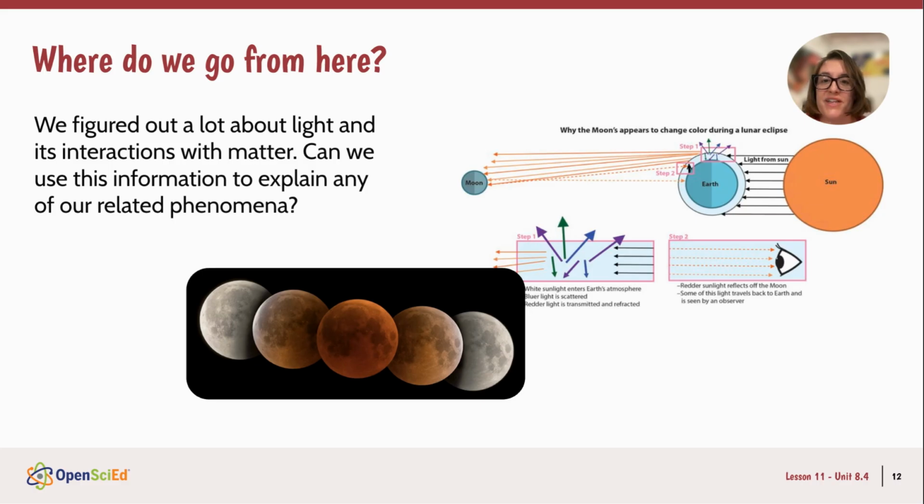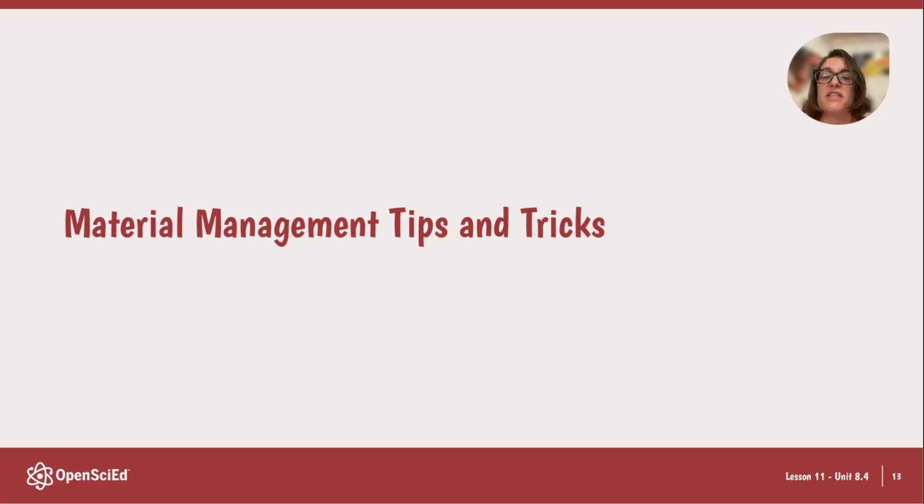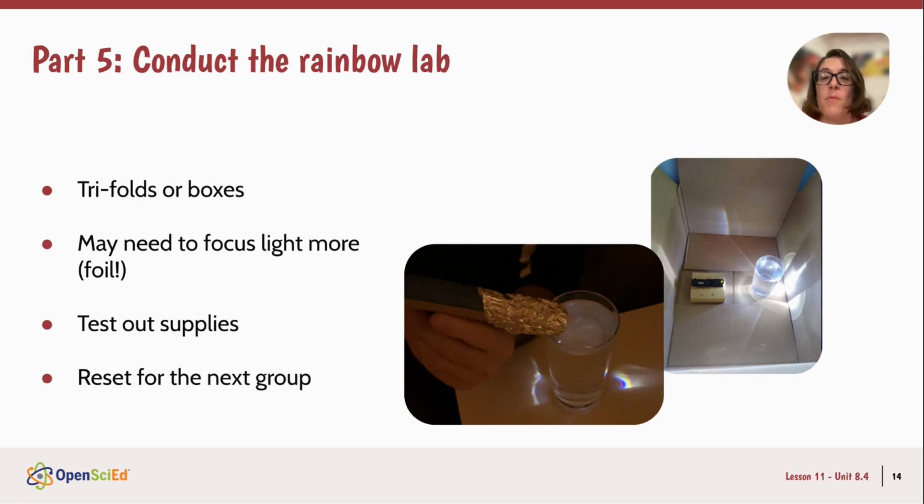Some material management tips and tricks for conducting the Rainbow Lab. If your copy paper boxes aren't big enough to have the light and the object in there together, something that I found really useful is trifolds, because that allows you to block the space, and it's very tall. So depending on where the light reflects to or refracts off of the objects, it covers a lot of space.